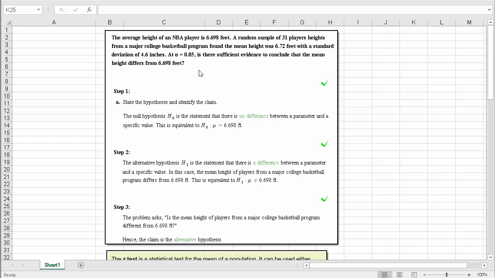The average height of an NBA player is 6.698 feet. A random sample of 31 players' heights from a major college basketball program found the mean height was 6.72 feet with a standard deviation of 4.6 inches. Okay, with an alpha of 5%, is there sufficient evidence to conclude that the mean height differs from 6.698?